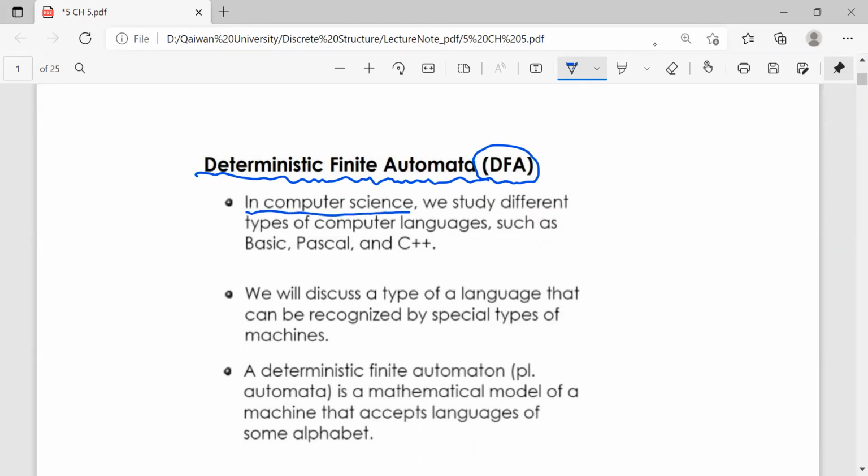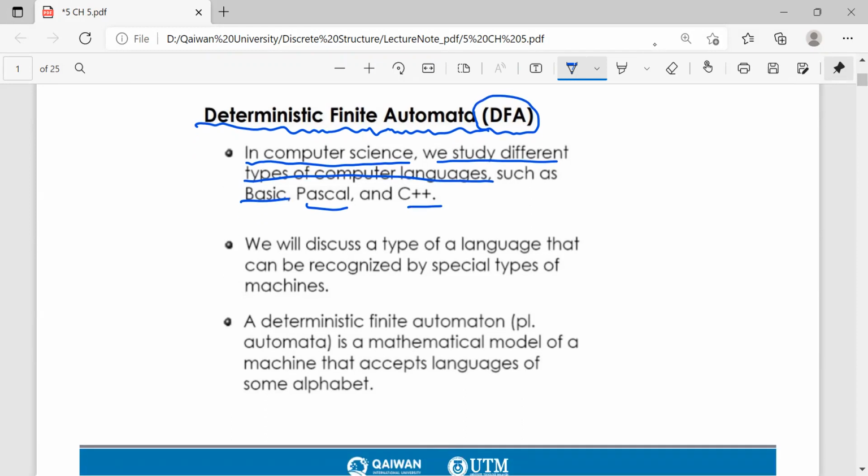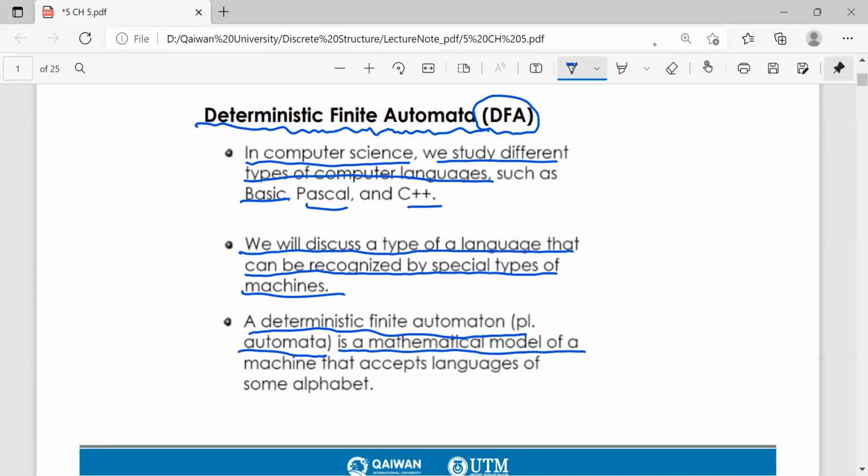In computer science, we study different types of computer languages, such as basic, Pascal, C++, and so on. You have many computer programming languages. We will discuss a type of language that can be recognized by a special type of machine. A deterministic finite automaton is a mathematical model of a machine that accepts languages of some alphabets.